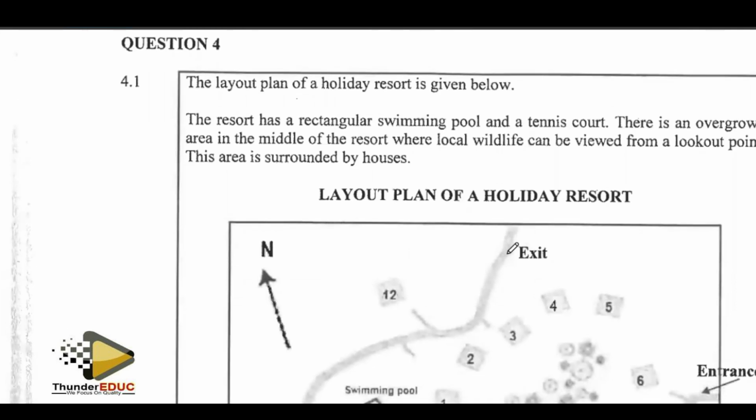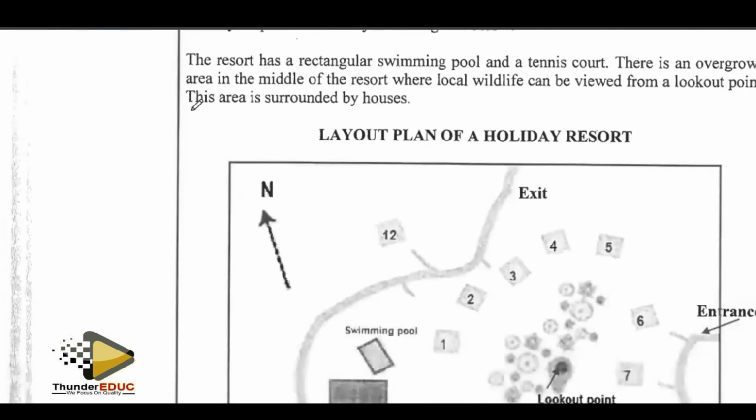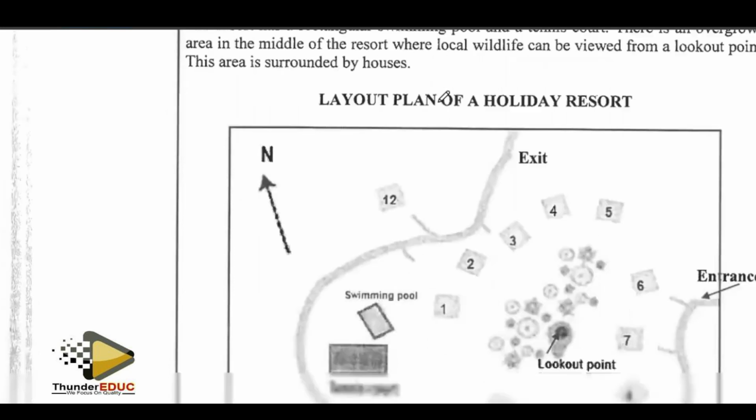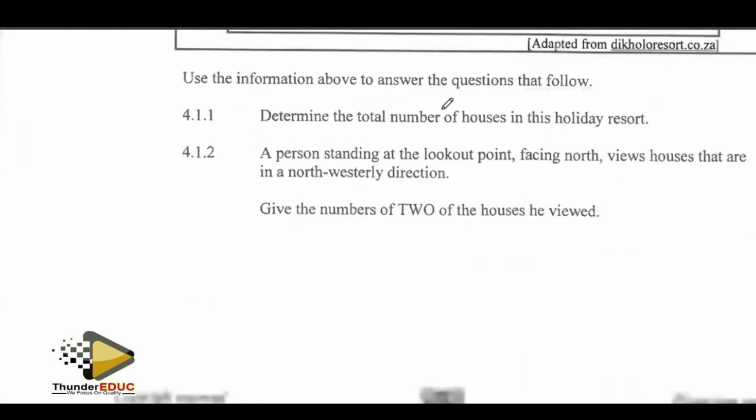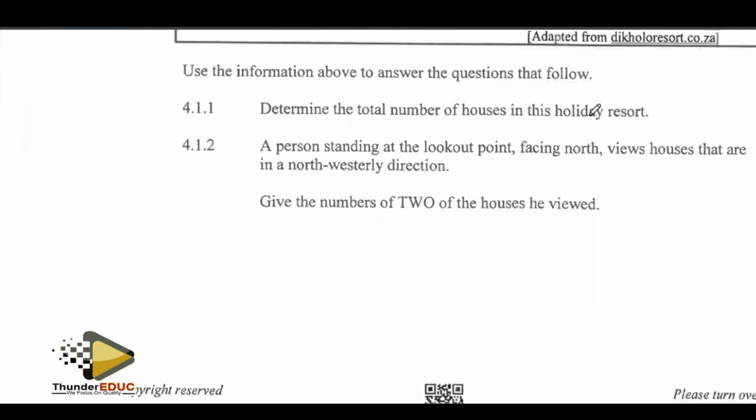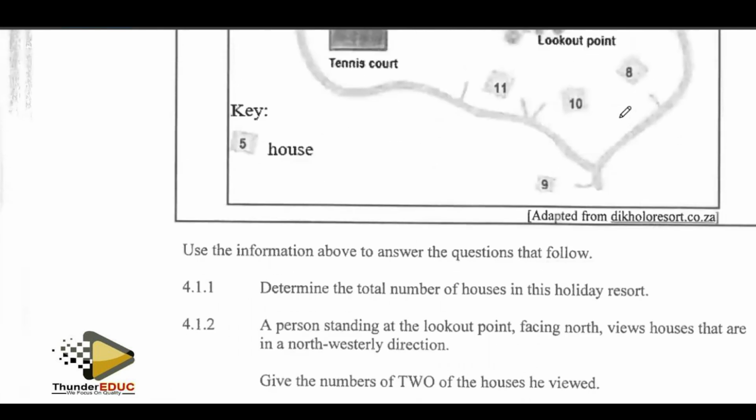Look at question number 4. The layout plan of the resort is shown below. The resort has a rectangular swimming pool and a tennis court. There is an overgrown area in the middle of the resort where local wildlife can be viewed from the lookout point. The area is surrounded by houses. First question says, determine the total number of houses in this holiday resort.